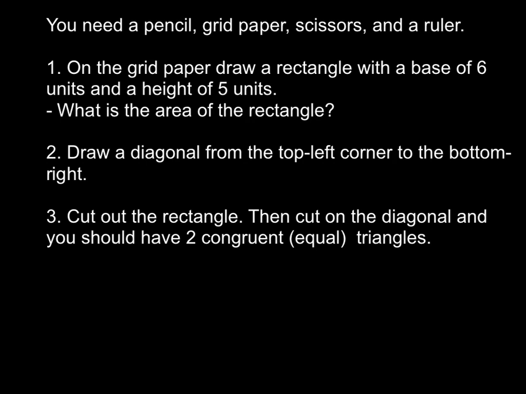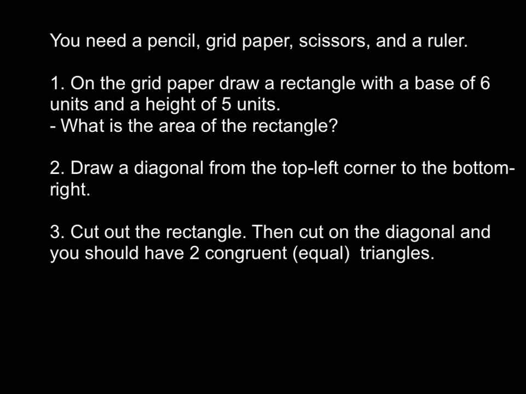Alright, so for this, you'll need a pencil, grid paper, scissors, and a ruler. 1. On the grid paper, draw a rectangle with a base of 6 units and a height of 5 units. What is the area of the rectangle? So remember from the last lesson, A equals base times height.